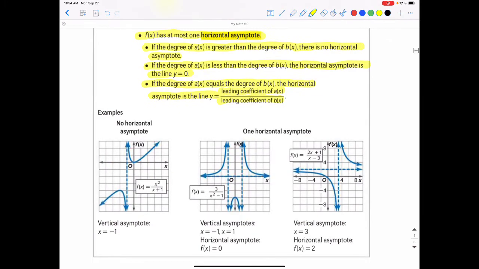First example: notice that this one has no horizontal asymptote, and we could see that from the equation because the degree of the numerator is 2 and the degree of the denominator is 1. There is an x to the first power on that one. So since the numerator's degree is higher than the denominator's, there is no horizontal asymptote. However, there is a vertical asymptote located at x equals negative 1 because x equals negative 1 would set the denominator equal to 0.